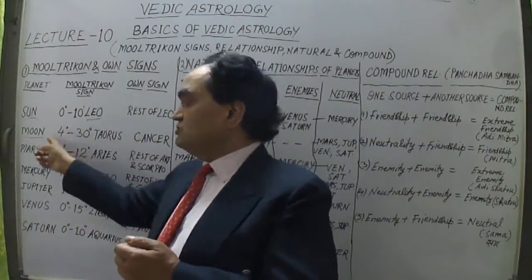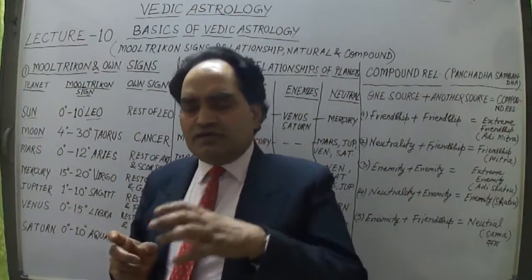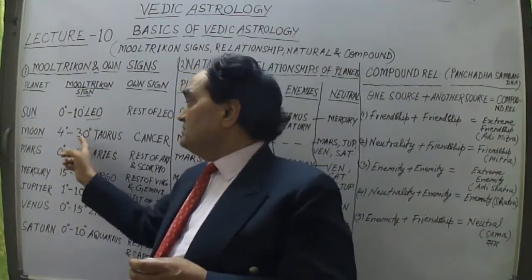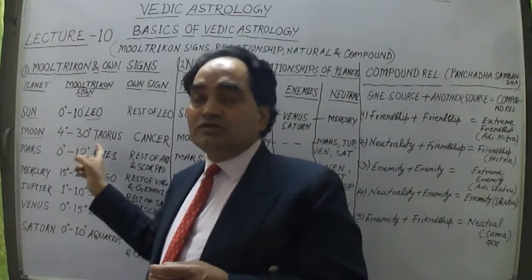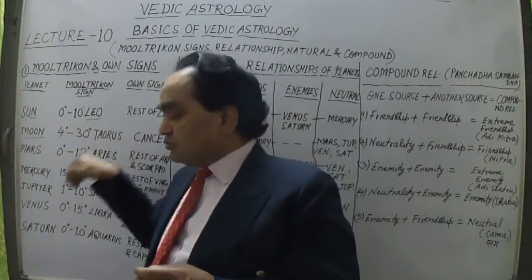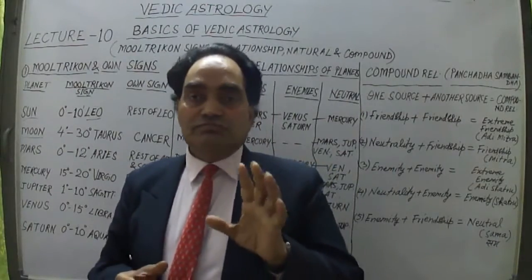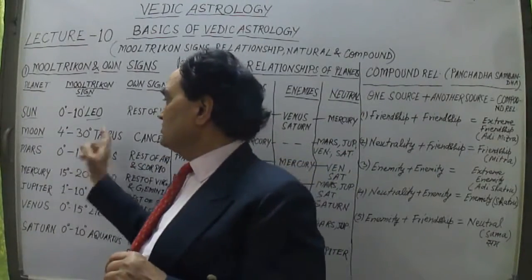The Moon in the Cancer sign is not so bad, but it gives better results in 4 degree to 30 degree in this space in the Taurus sign. Taurus sign is the Mooltrikon sign of the Moon. Note down this point, a very important one.